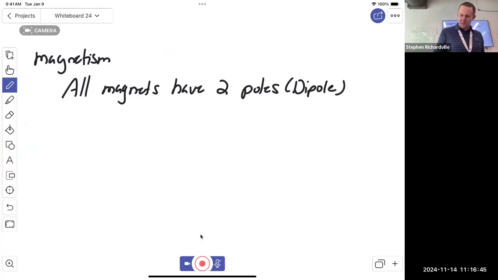I really want to. They do things to set up for that. We are going to talk about MRI. Yep. So all magnets have two poles. All magnetism comes from the movement of charge. That's why we do current first.